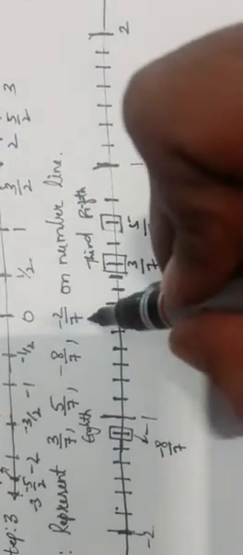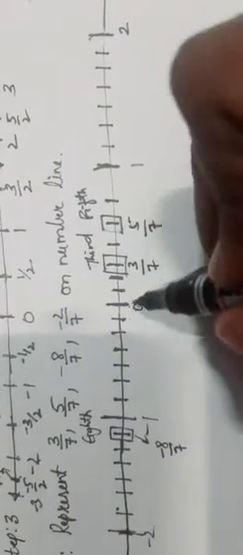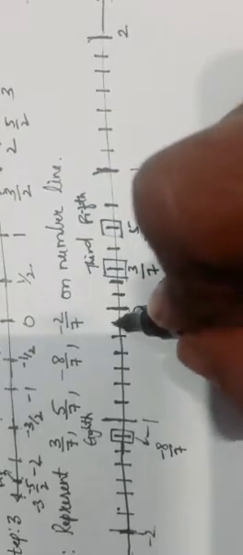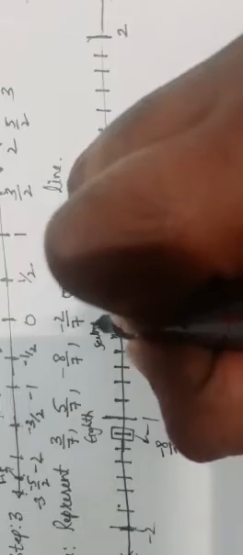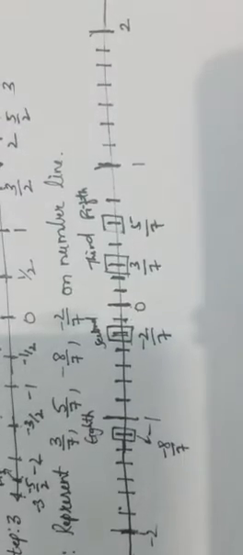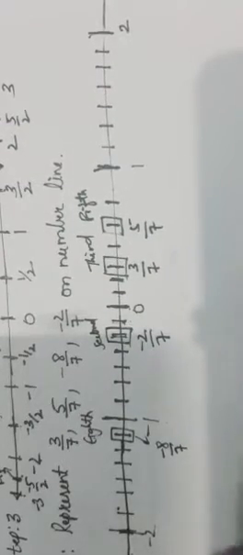Then we have minus 2 by 7. In the same way from 0 to the left of 0 we have to count first, second. This second mark represents minus 2 by 7. In this way we represent the rational numbers on the number line.